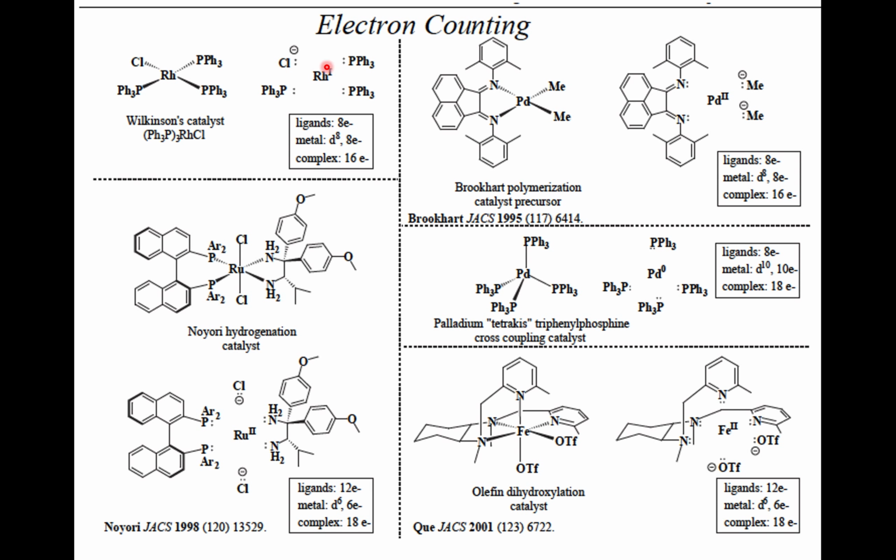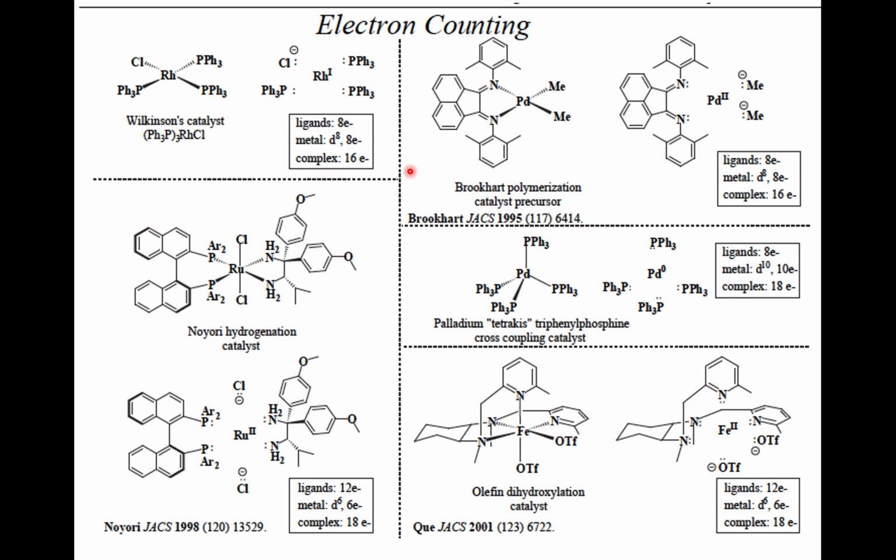This first one here, again, real simple. It has got a chloride on it. The chloride has a -1 charge. All the other ligands are neutral, so that means we got rhodium 1 again. And then the ligands contribute 2, 4, 6, 8, and so 8 and 8 gives us 16. So this is a 16 electron square planar complex.